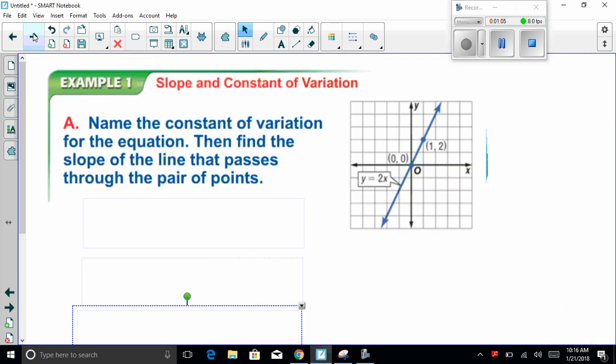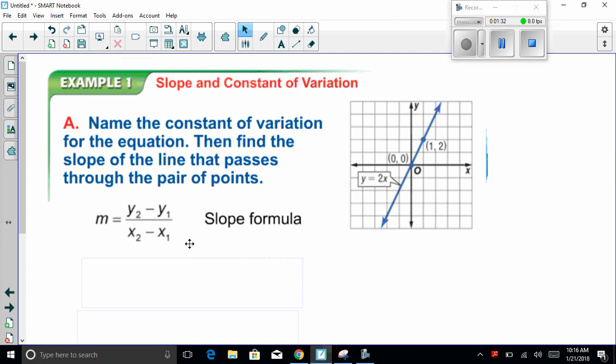For example 1, it's all about slope and constant of variation. They want to name the constant of variation for the equation, then find the slope of the line that passes through the pair of points (0, 0) and (1, 2). So your equation is y equals 2x, and you have 2 points here, (0, 0) and (1, 2).